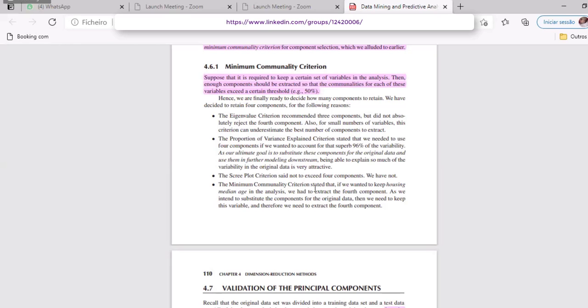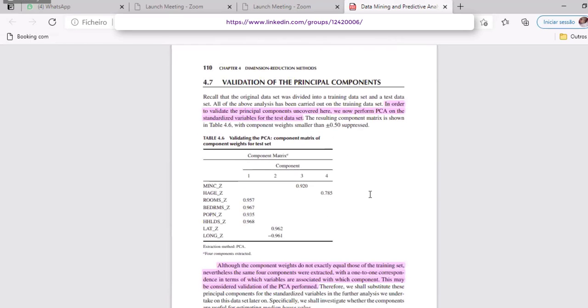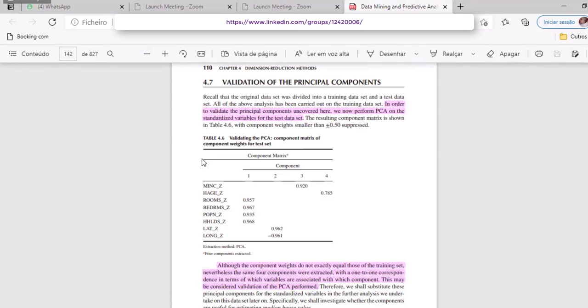So the minimum communality criteria state that if we want to keep this variable in the model, with our expertise and what we have learned in literature, we should include the 4th component. Okay. So now we are going to validate the principal components that we have chosen. In order to validate these components, we are going to perform the PCA on the rest of the data that we have put aside for test.